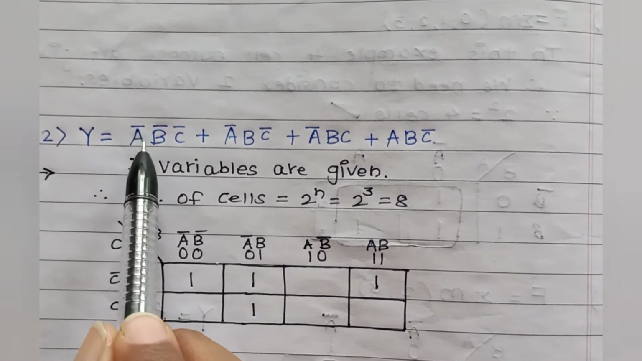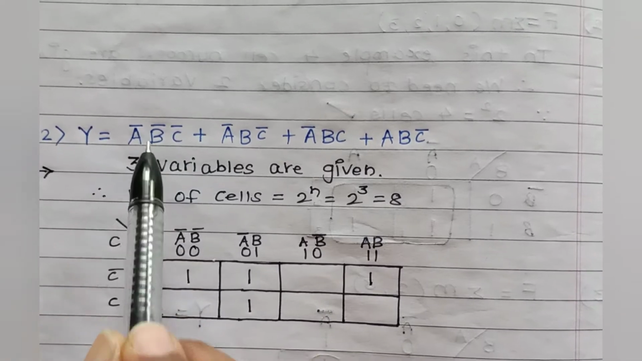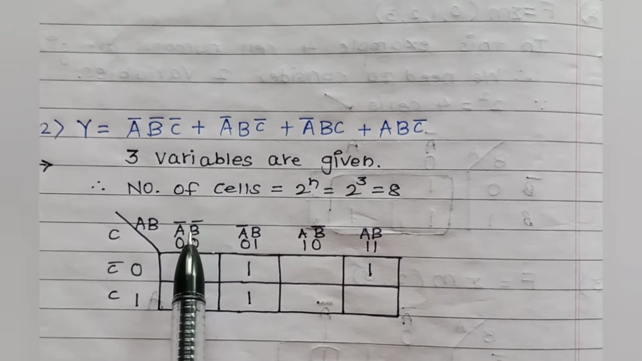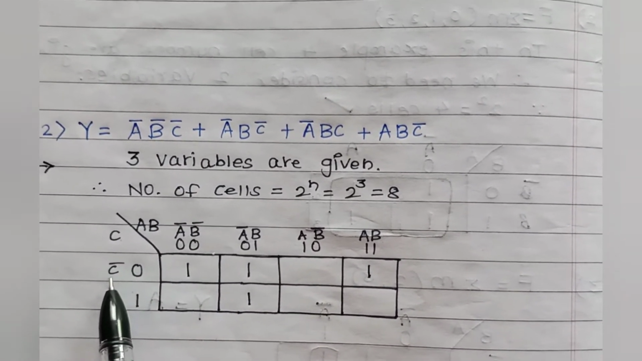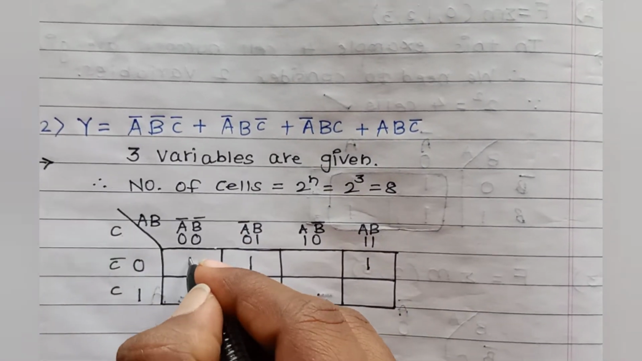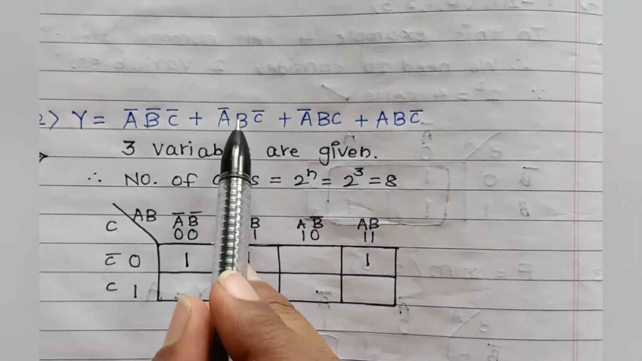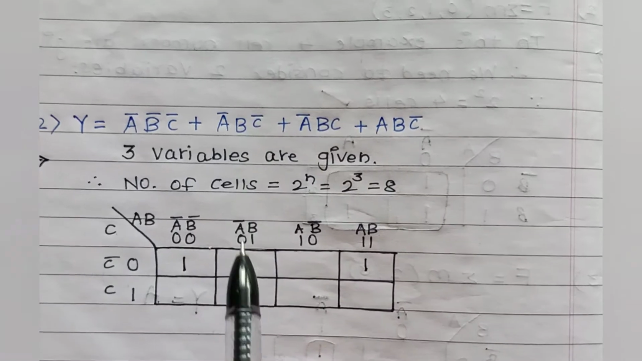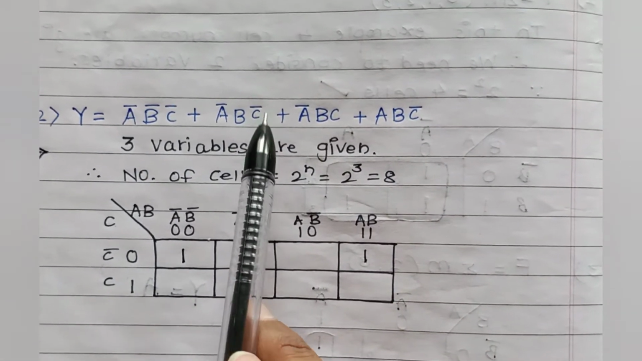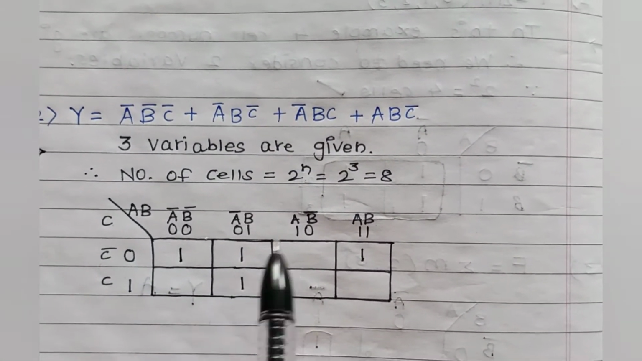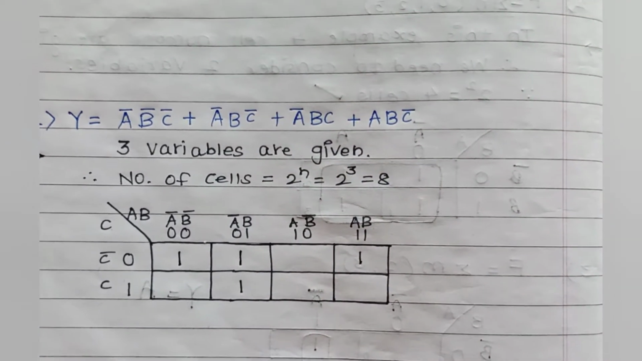Now see, first term is A bar, B bar, C. So where is A bar, B bar? A bar, B bar is present at first column and C bar is present at first row. So here we have put it 1. Second term is A bar, B, C bar. A bar is present at second column. C bar is present at first row. They are meeting here. So here we have put it 1.